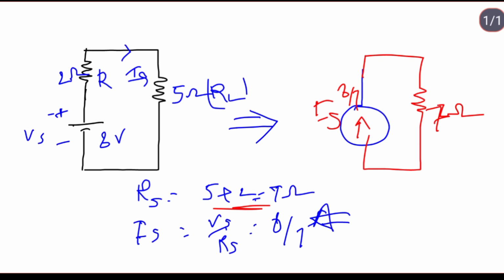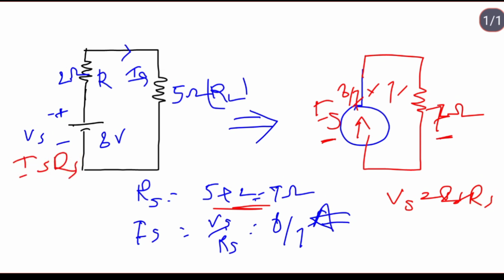If you want to convert the current source back into a voltage source, similarly you can draw the reciprocal. First we represent Is as 8 by 7 and Rs as 7. Vs equal to Is into Rs, which is 8 by 7 into 7, that is 8 volts. The parallel resistance becomes the series resistance, which is 2 ohm. In a similar manner, a voltage source has an internal resistance in series, whereas a current source has the equivalent resistance in parallel.